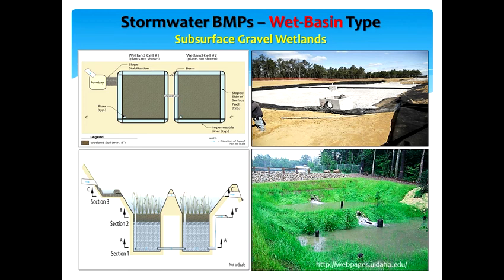The surface wetland cells have shallow water and are prone to mosquito breeding and odor issues. However, aeration of water is not feasible because the typical aerator cannot operate in such shallow water. Therefore, special care has to be taken for subsurface gravel wetlands.